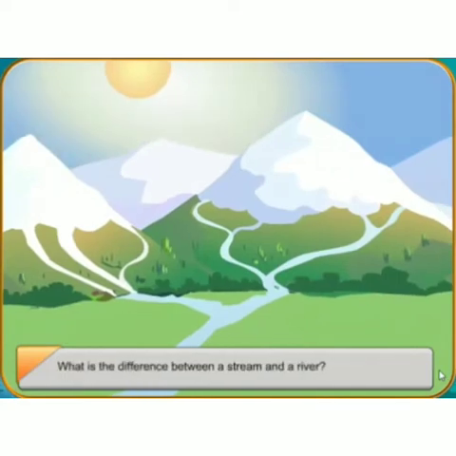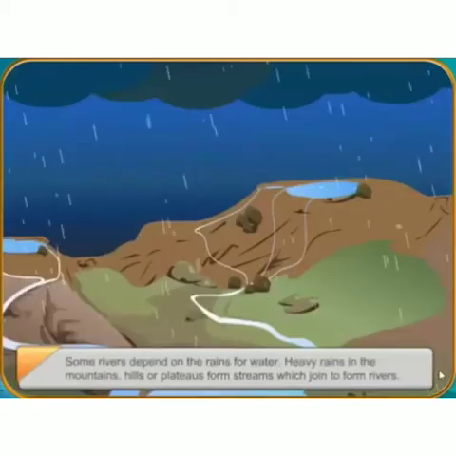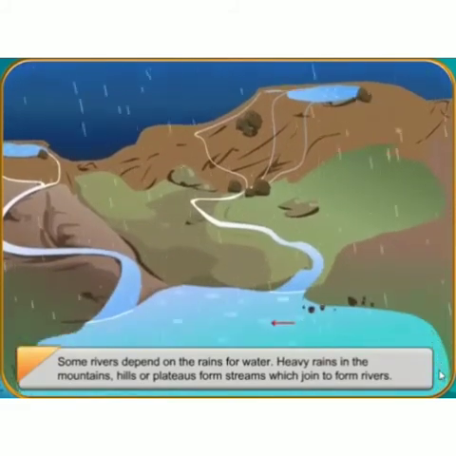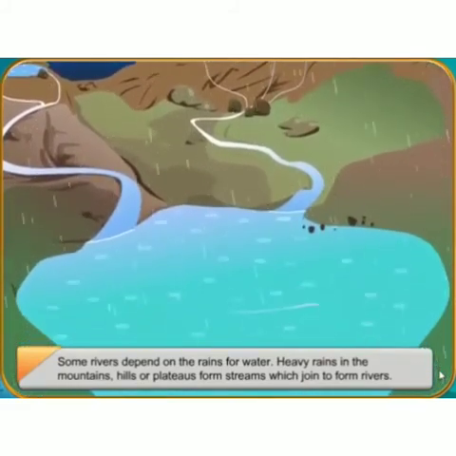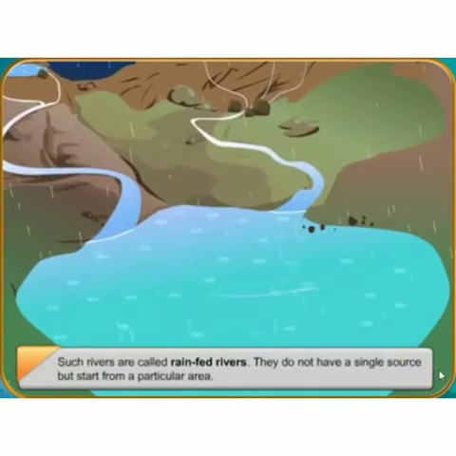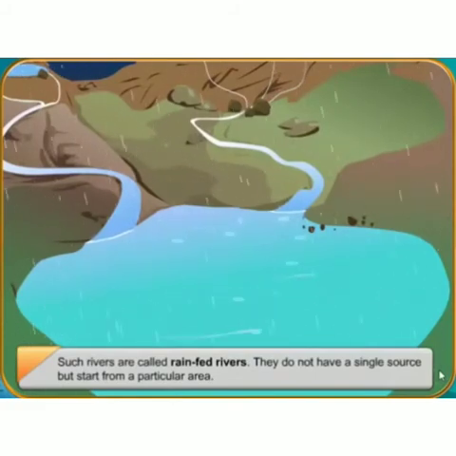What is the difference between a stream and a river? Well, some rivers depend on the rains. Heavy rains in the mountains, hills and plateaus form streams which join to form rivers. Such rivers are called rain-fed rivers. They do not have a single source but start from a particular area.